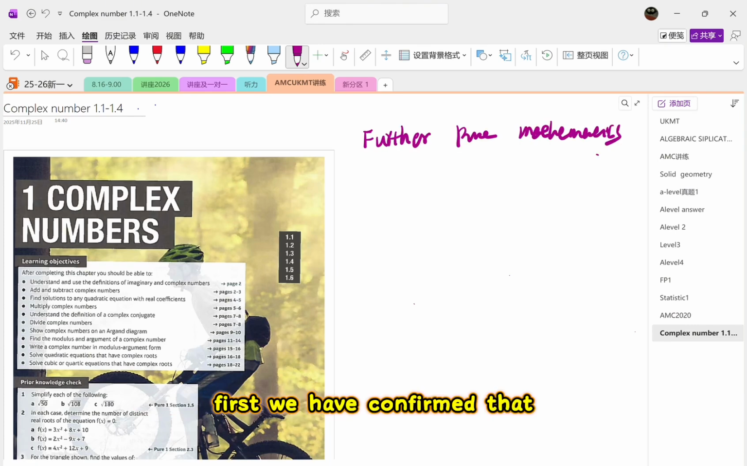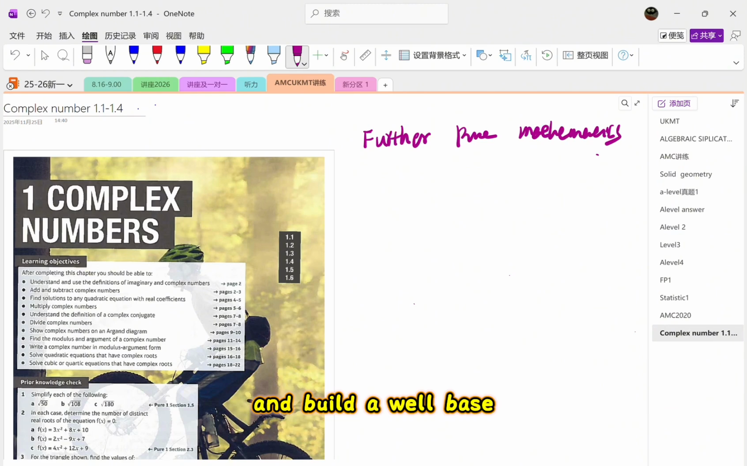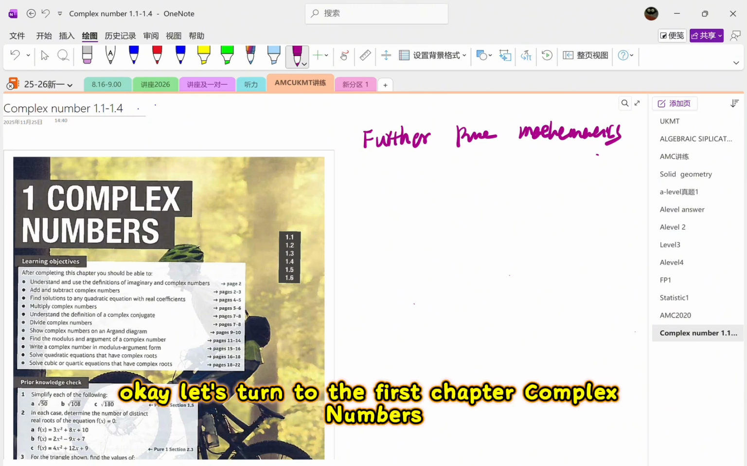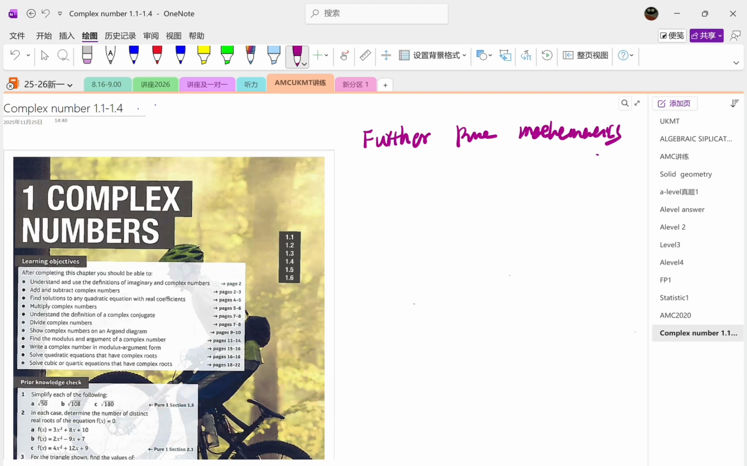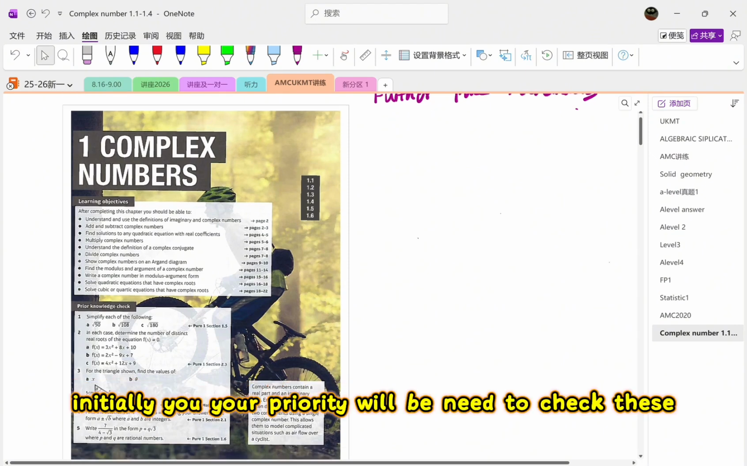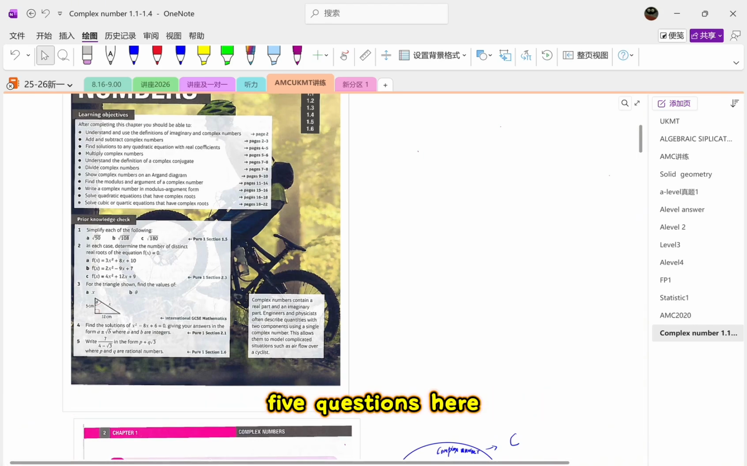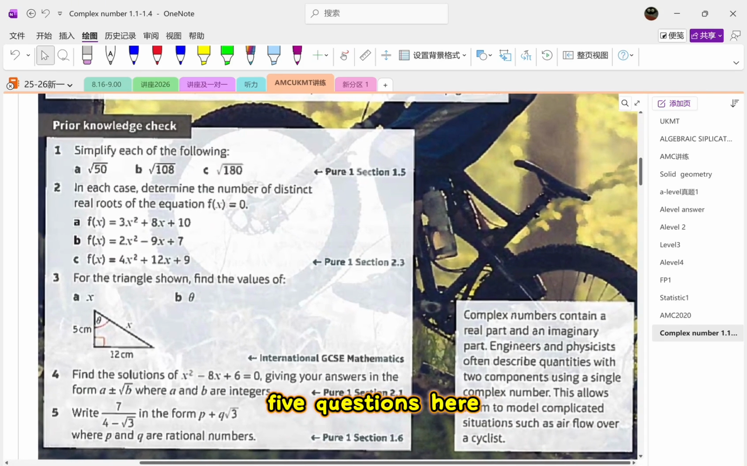First, we have confirmed that you have learned Pure 1, 2, and 3 before and built a good basis. Okay, let's turn to the first chapter, complex numbers. Before we learn this chapter, your priority will be to check these 5 questions here.